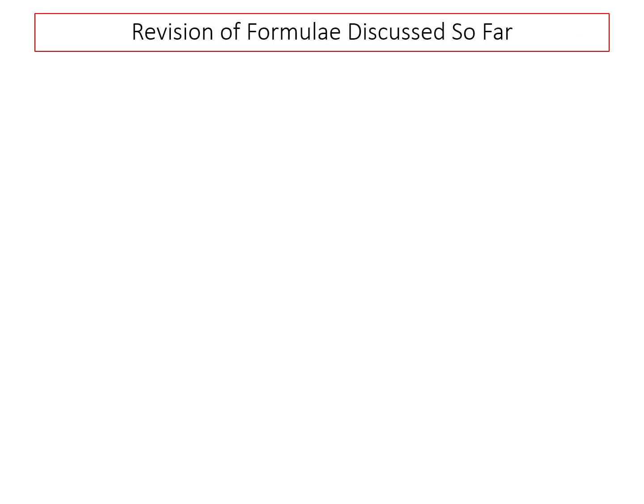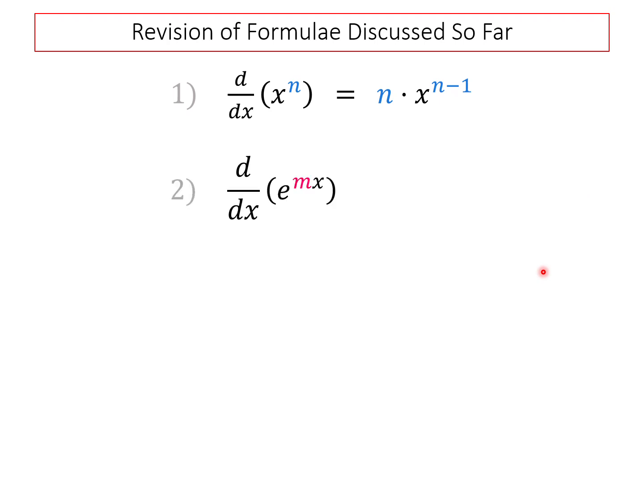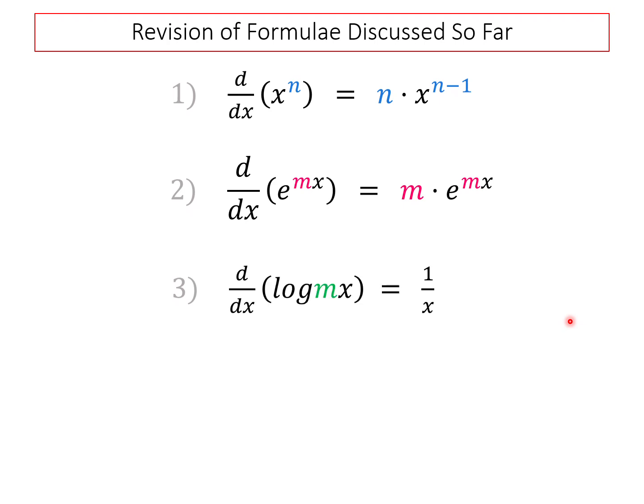Revision of formulas discussed so far. The first formula we discussed is d/dx of x to the power n equals n x to the power n minus 1. The second formula is d/dx of e to the power mx, which is m times e to the power mx. The third one is d/dx of log mx equal to 1 by x.